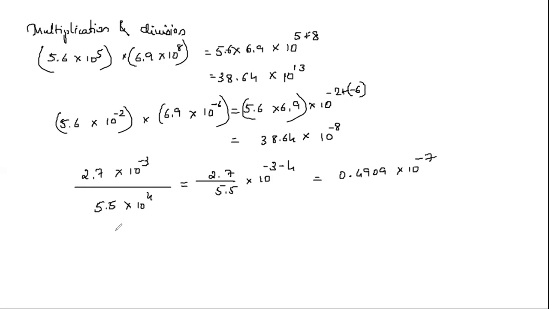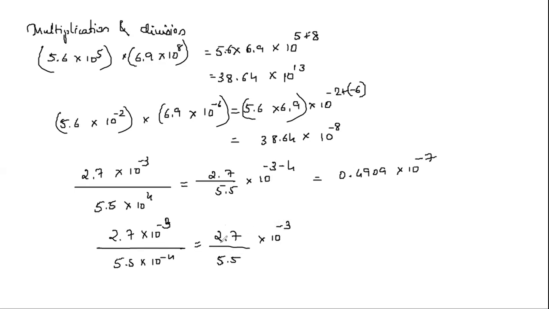Minus 3 minus 4. If the problem were 2.7 into 10 raised to minus 3 divided by 5.5 into 10 raised to minus 4, then what you would do? 2.7 divided by 5.5 into 10 raised to minus 3, the minus 4 goes to the numerator and becomes plus 4. So what do we get? 0.4909 into 10 raised to 1.